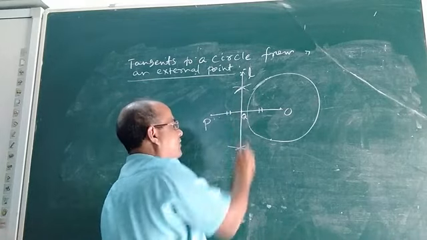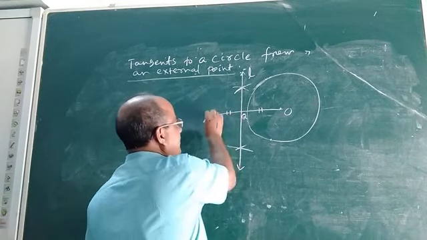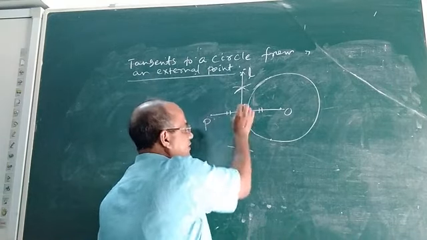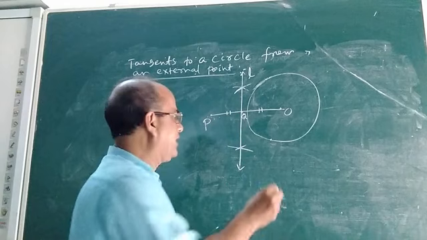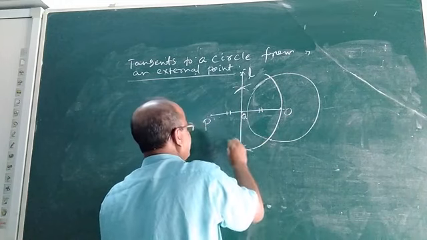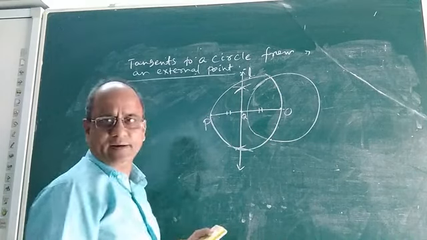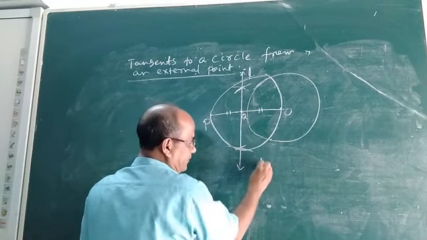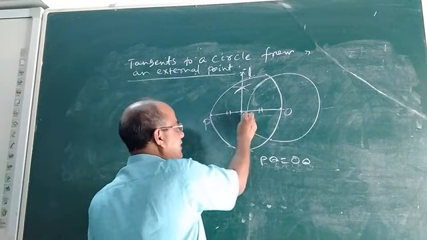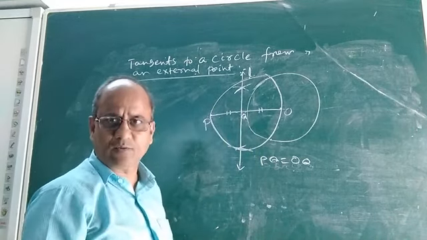Now taking Q as center, what is the next step? Take Q as center and PQ or OQ as radius, and draw a circle. I am drawing a circle. Taking Q as center and PQ or OQ as radius, that means PQ equal to OQ. So if you draw a circle, what will happen?